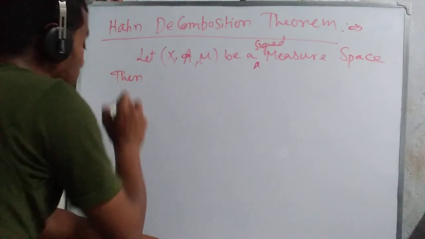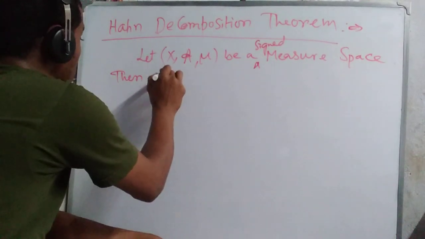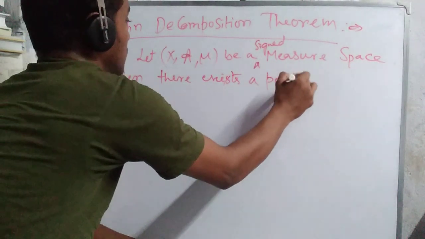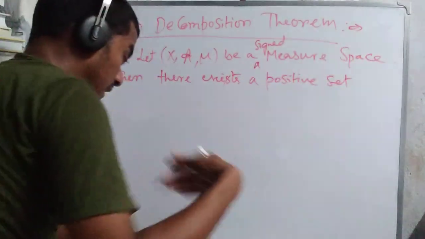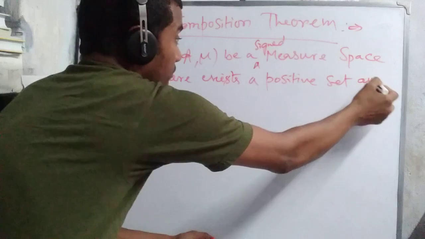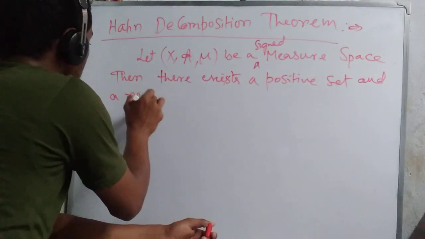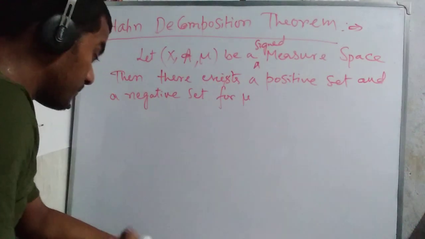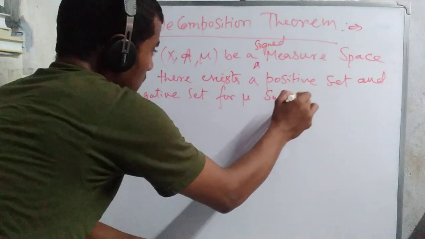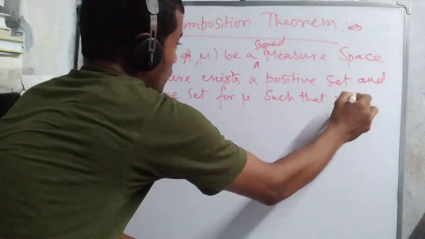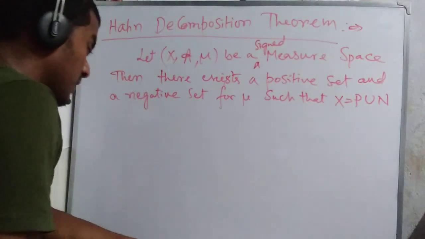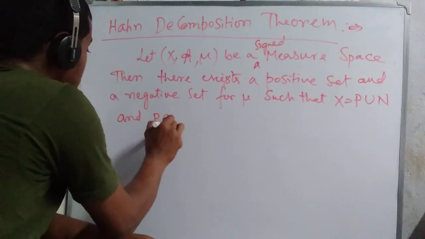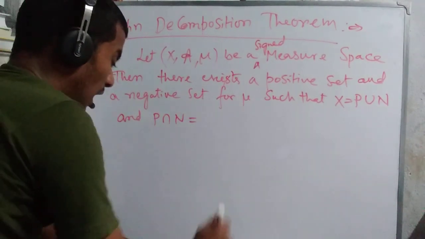Then there exists a positive set P and a negative set N for μ, such that X equals P union N, and P intersection N equals phi.